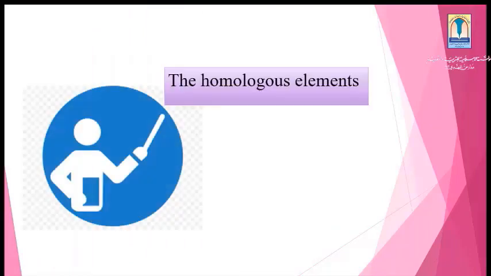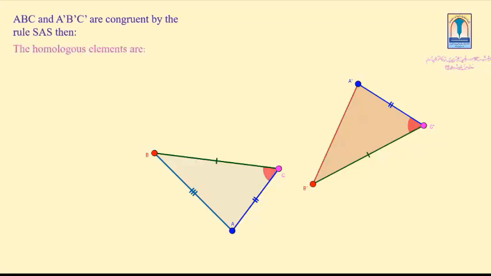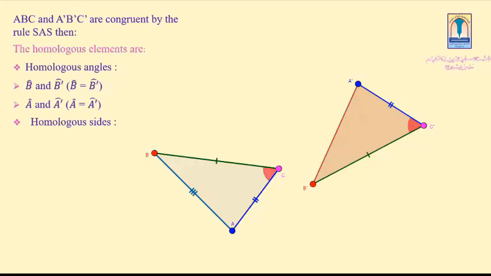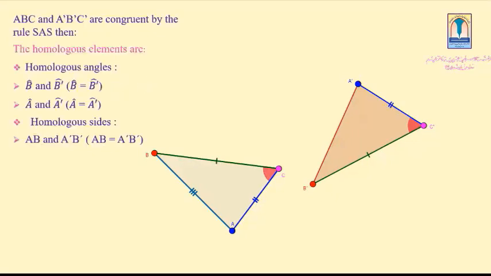We will find now the homologous elements of two congruent triangles. In this figure, we have the two congruent triangles ABC and A'B'C'. They are congruent by side angle side. Then, our homologous elements are the homologous angles, angle B and B', angle B is equal to angle B', angle A and A', angle A is equal to angle A'. Now, the homologous sides, sides AB and A'B', these two sides are equal. Then, these are our homologous elements for these two congruent triangles.